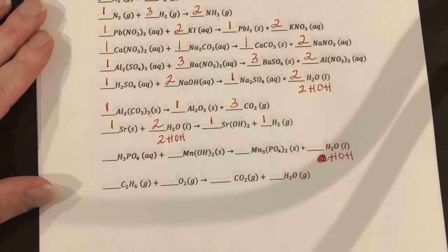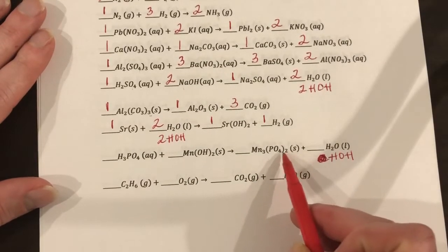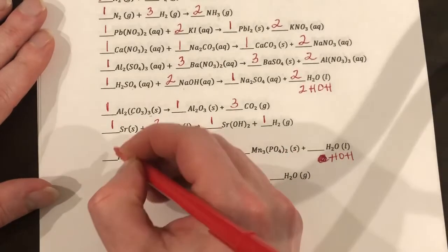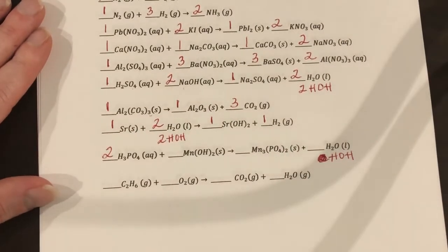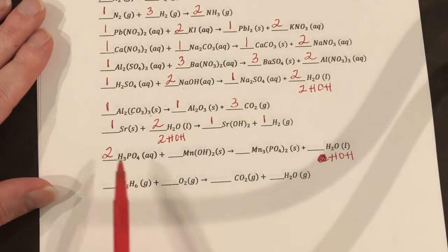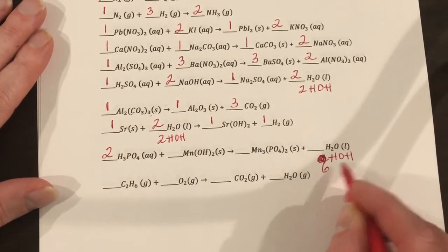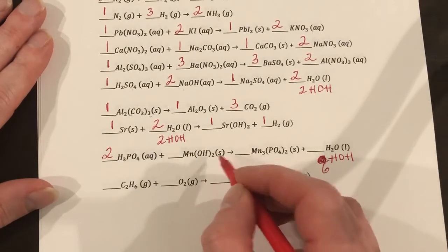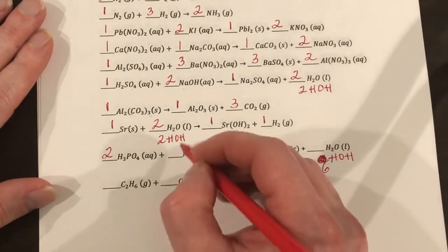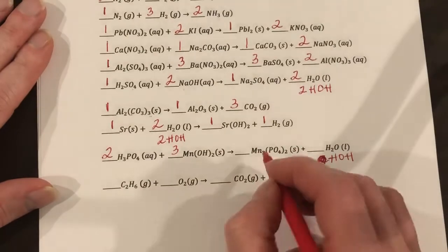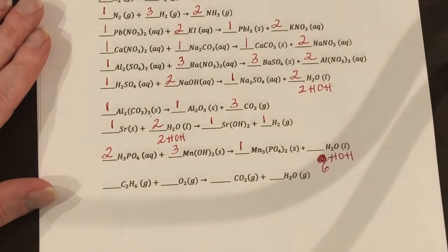Okay, so let's go with PO4s. So I have 2 PO4s on this side. I need 2 PO4s on this side. 6 hydrogens here. I'm going to put 6 hydrogens here. 6 OHs, how do I get 6 OHs? Well, I multiply this by 3. 3 Mns, 3 Mns. It's balanced.